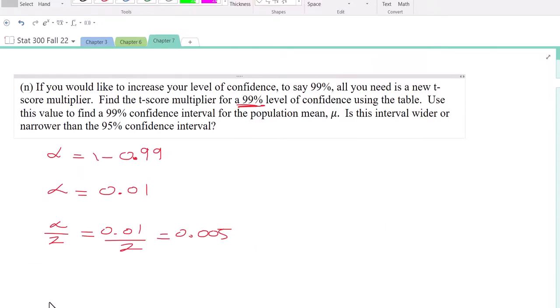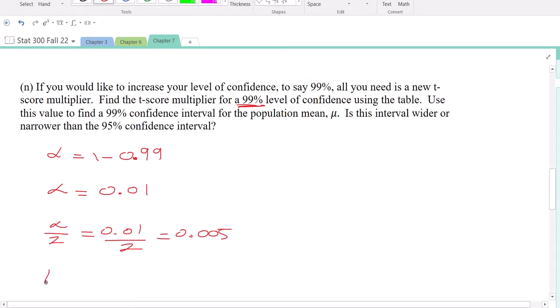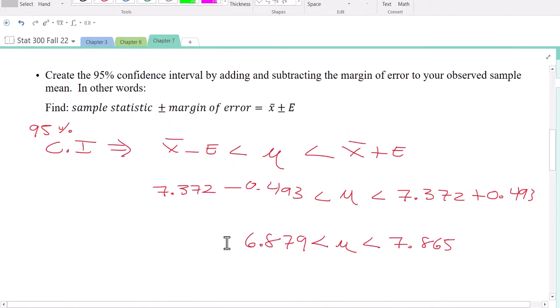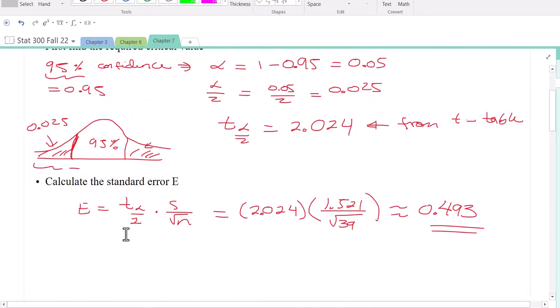So our t of alpha over 2 is 2.712. So that is our new critical value. Everything else about the confidence interval will be the same as before, but now we're changing the critical value to 2.712. When we had over here for the error, we had our t sub alpha over 2, right? Notice this will be the same, but now instead of 2.024, we're going to put the 2.712 and find a new error.